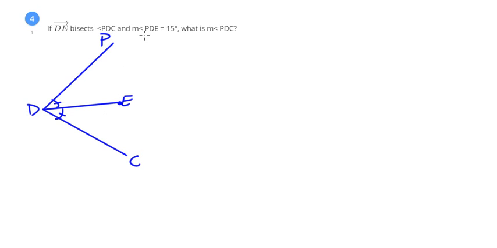Okay. Let's see, measure of angle PDE is 15 degrees. What is the measure of angle PDC? So if this is bisected and we know that this is 15, guess what? This down here also has to equal 15. So then the measure of angle PDC is just going to be 15 plus 15, which gives us 30 degrees. And again, for your answer, you'll probably just type in 30 so that the GoFormative will recognize it.